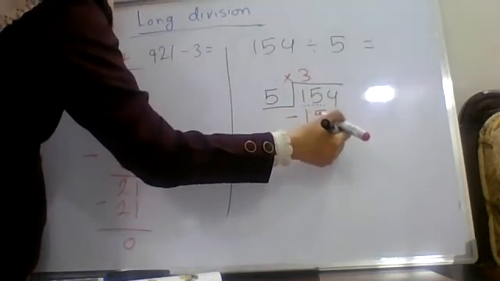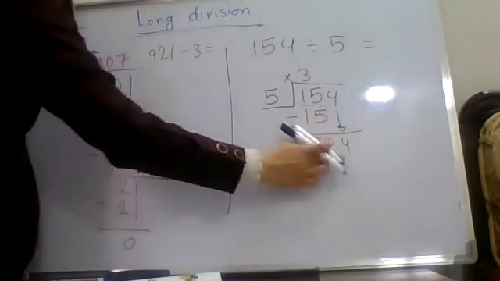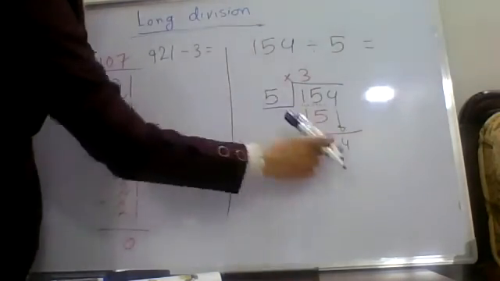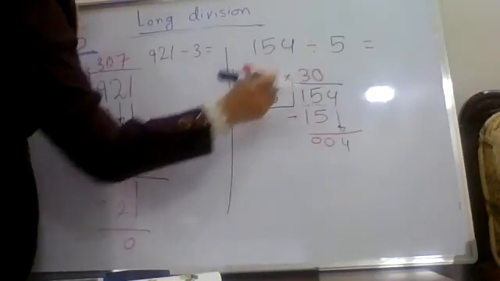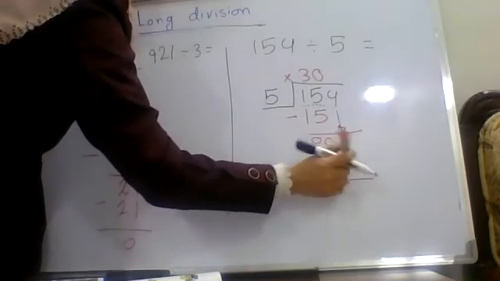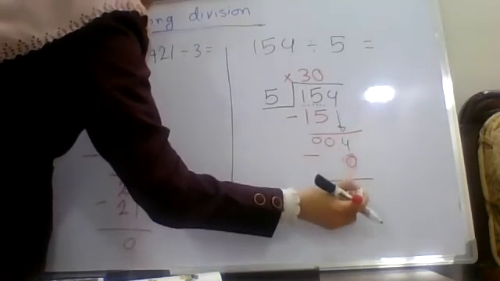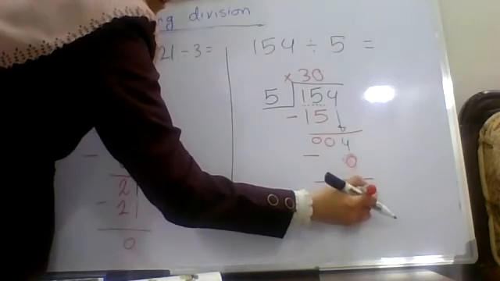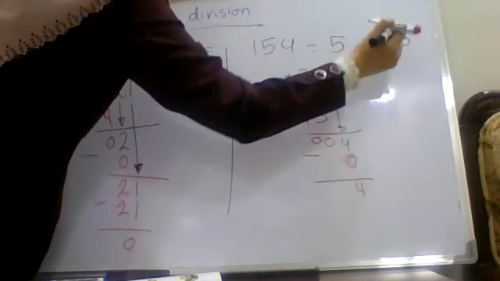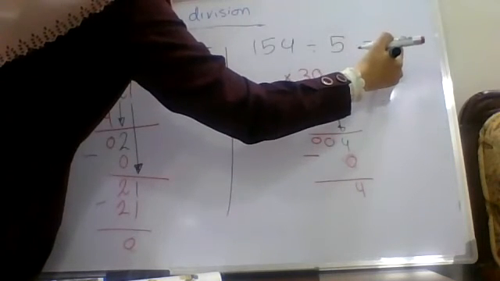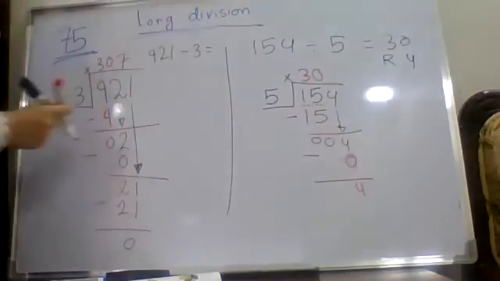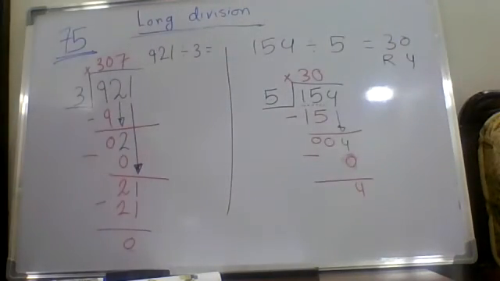Now we put 4 down. How many 5s inside this 4? Look, it's the original number. How many 5s inside this 4? 0 5s. Okay, so 0 times 5 equals 0. 4 take away 0 equals 4. So the answer is 30, and the remainder is 4. Okay, so the answer is 30, and the remainder is 4.